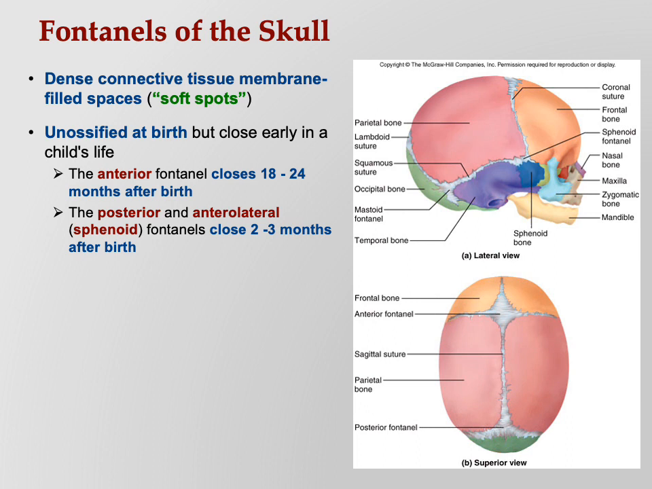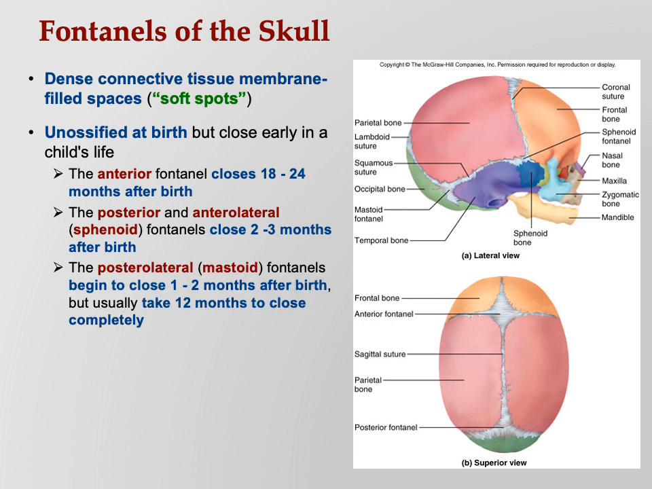Then anterolateral. Look at the word anterolateral. In the front, on the side. And notice, therefore, on the diagram on the upper half, it's labeled sphenoid fontanelle. That's because it's right by the sphenoid bone. You can use either term. Both are used. You can call it anterolateral or you can call it sphenoid. Either one is okay. That takes 2 to 3 months before it closes. Then finally, posterolateral. Look at the word posterolateral, in the back on the side. And mastoid is the name for that because it's right back by the mastoid process. So again, either name is fine. Begins to close 1 to 2 months after birth, can take a year to close.